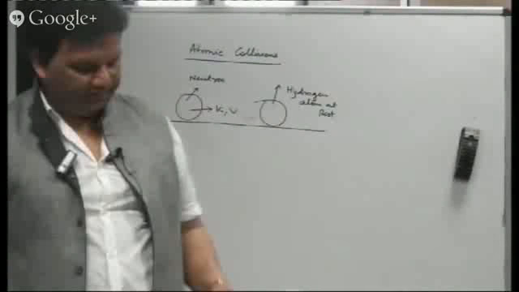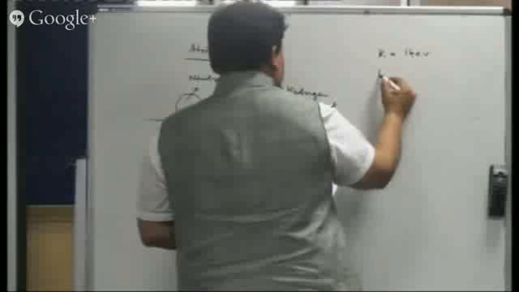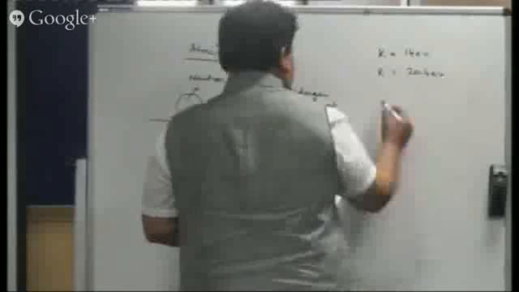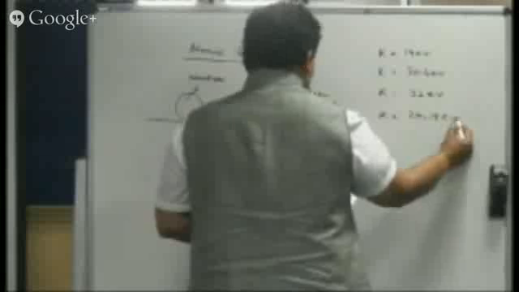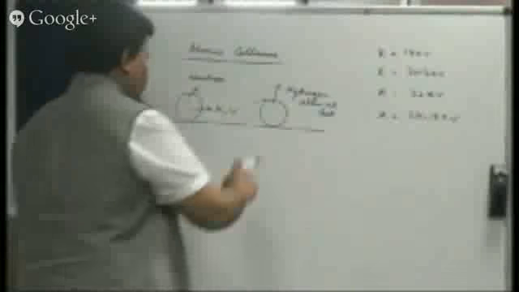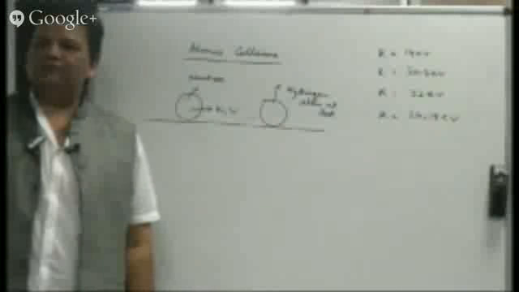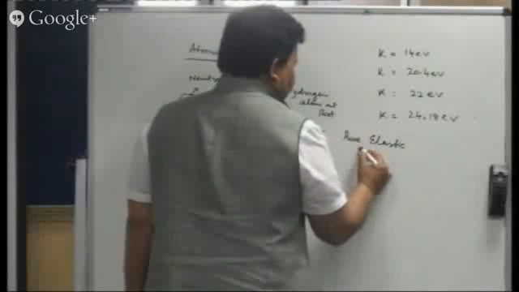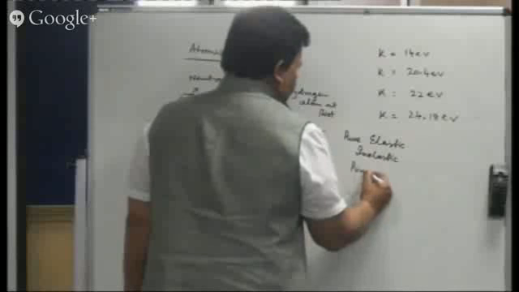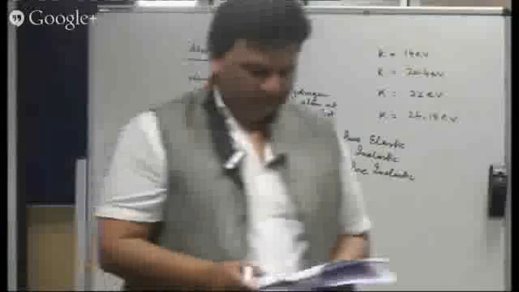Now, the question is, if the kinetic energy of this neutron takes the values 14 electron volts, 20.4 electron volts, 22 electron volts, or 24.18 electron volts, four cases, he's asking you what would be the nature of collision in all the four cases. Now, when I say nature, I am saying pure elastic, inelastic, and pure inelastic. Let's understand this.